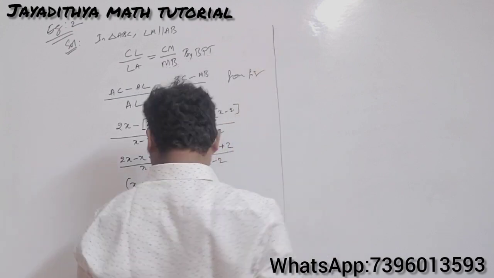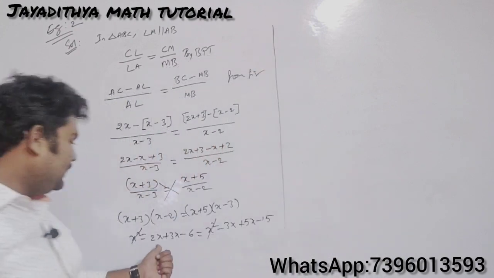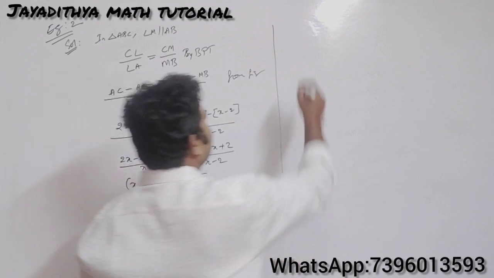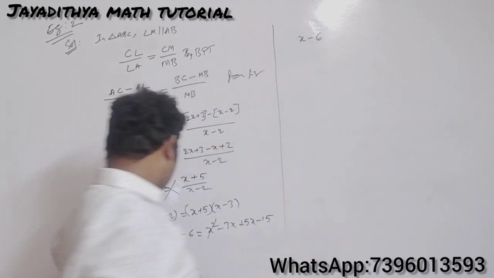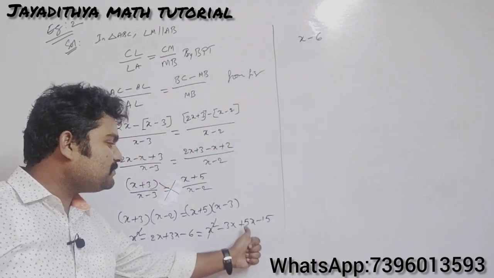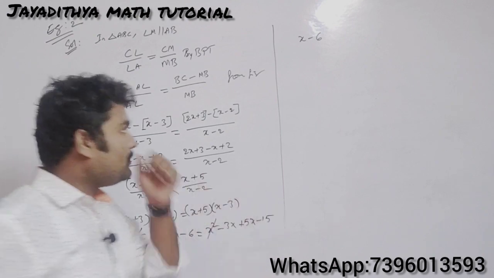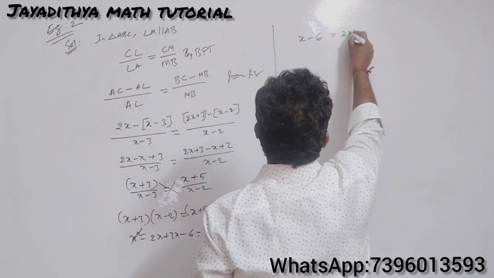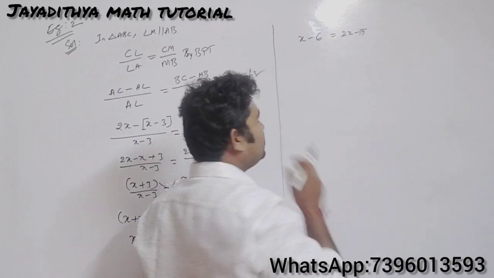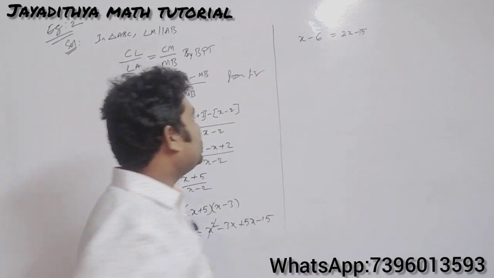So easy problem. So what do you have here? Minus 2x plus 3x, that will be plus x, that is x minus 6, which remains on this side, and here minus 3x plus 5x, that is 2x, 2x minus 15. So this is equal to how much now? 2x minus 15. 2x minus 15.